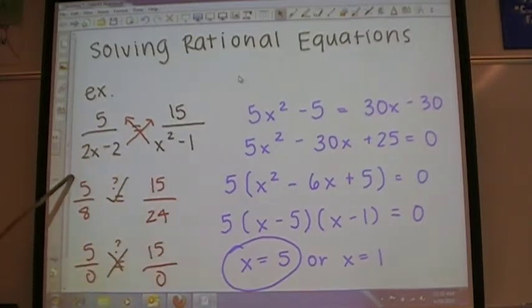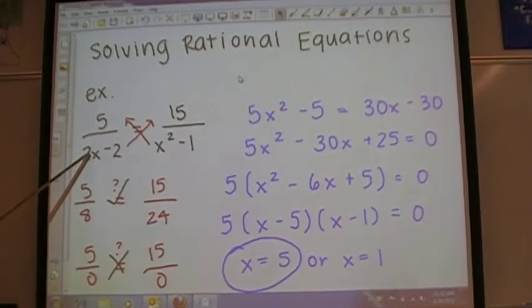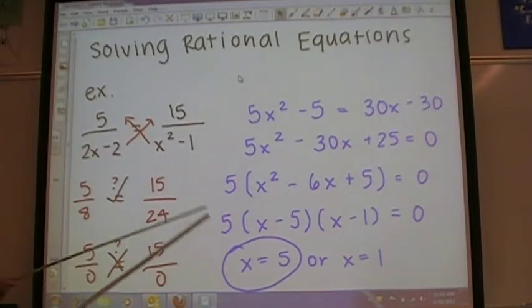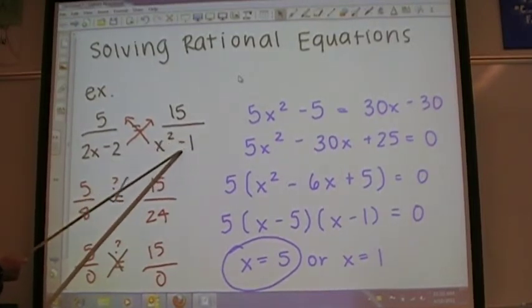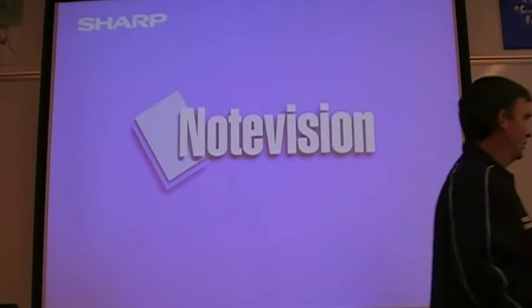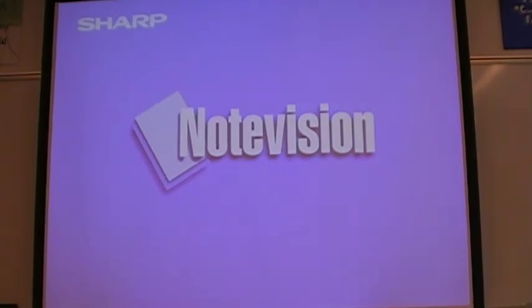When you plug the 5 in, you should get 5 times 2, which is what? 10. 10 minus 2? 8. So you get 5 over 8. And plug it in over here. What's 5 squared minus 1? 24. Does 5 over 8 equal 15 over 24? Yes. Okay. They reduce, so they are equal.